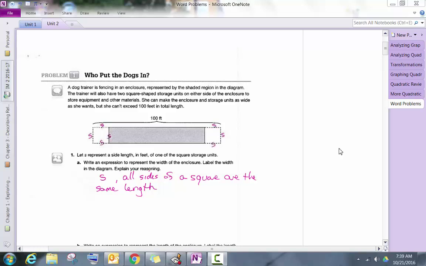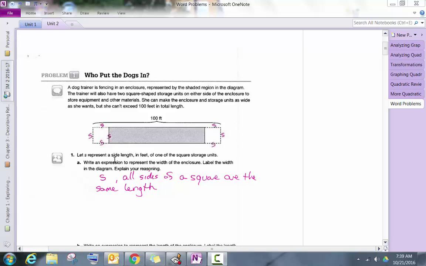Alright, a dog trainer is fencing in an enclosure. We have the shaded region here, and they're also going to have two square-shaped storage units on either side to put equipment and other materials. And we can make the length of it up to 100 feet, but no longer.